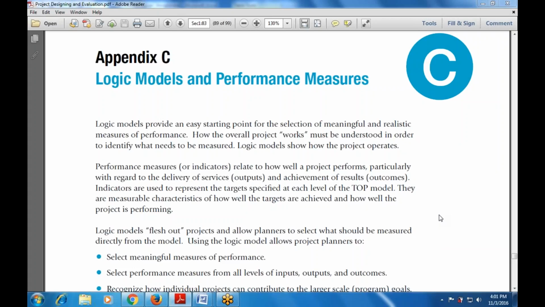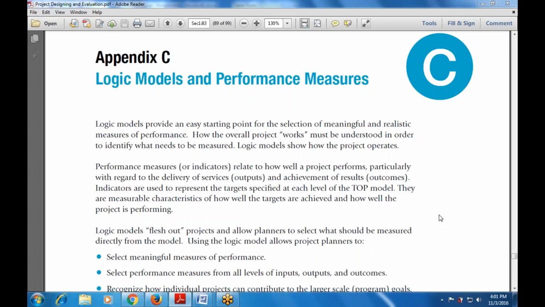So let's start the session. What are the various logic models that we have discussed? It is an easy starting point for the selection of meaningful and realistic measures of performance. What are the various measures of performance that are carried out, and what are the various ways by which we can gather the data, with the logic models?